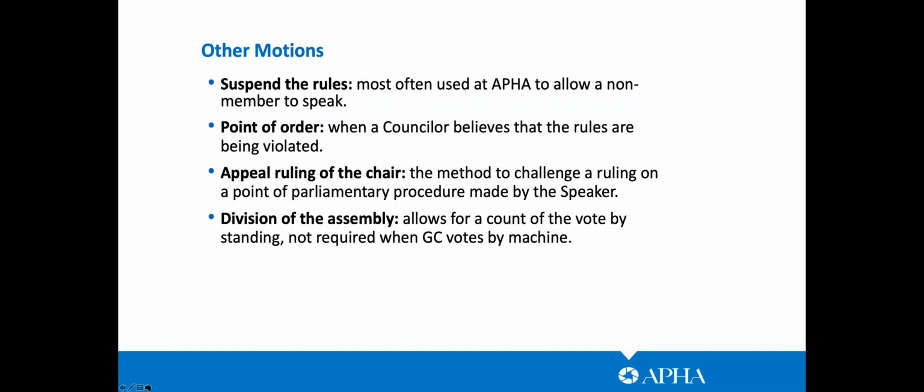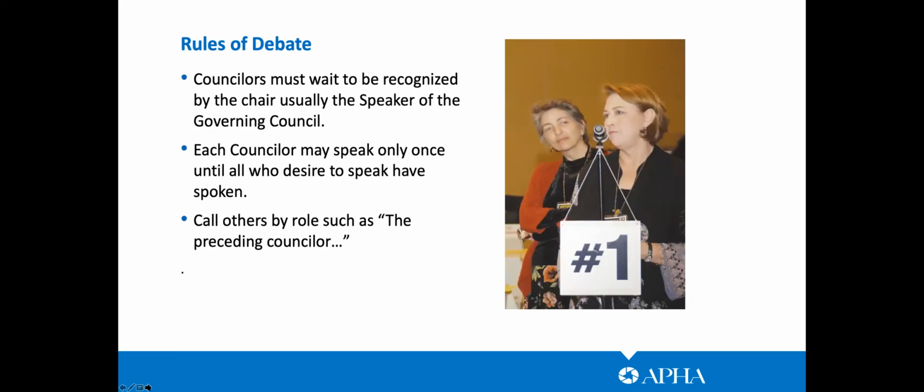We have motions to suspend the rules. Sometimes we'll have speakers who aren't members, and we suspend the rules to allow non-members to speak. A point of order is really a way to say, hey, Mr. Speaker, what are we voting on? Is this the way it's done? Is this the question before us? You can appeal the ruling of the chair if you don't like how the speaker rules, and that would be a very quick vote. We don't really do division of the assembly unless the machine would break down. We could do it, but we use the voting machine, which is much faster and more efficient than the division of the assembly.